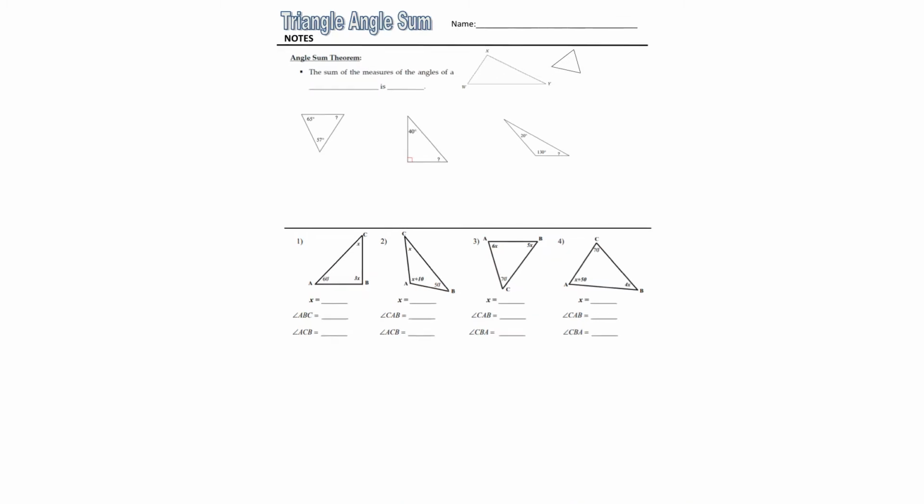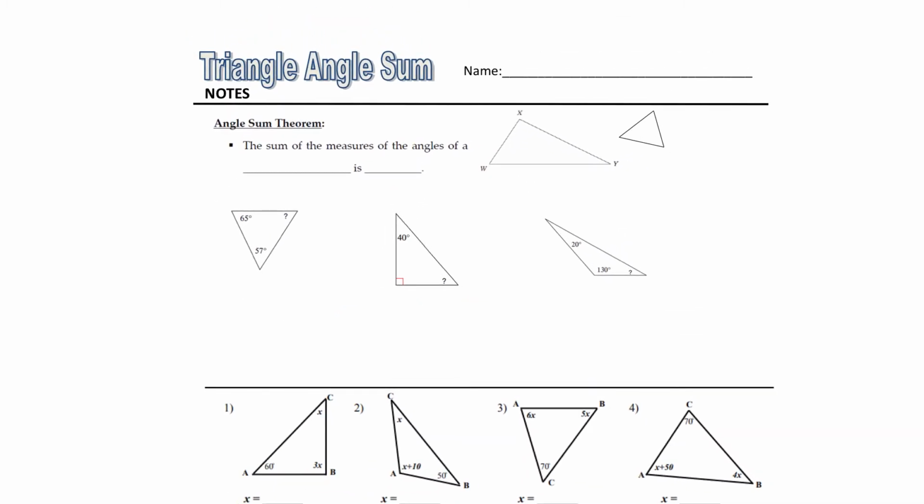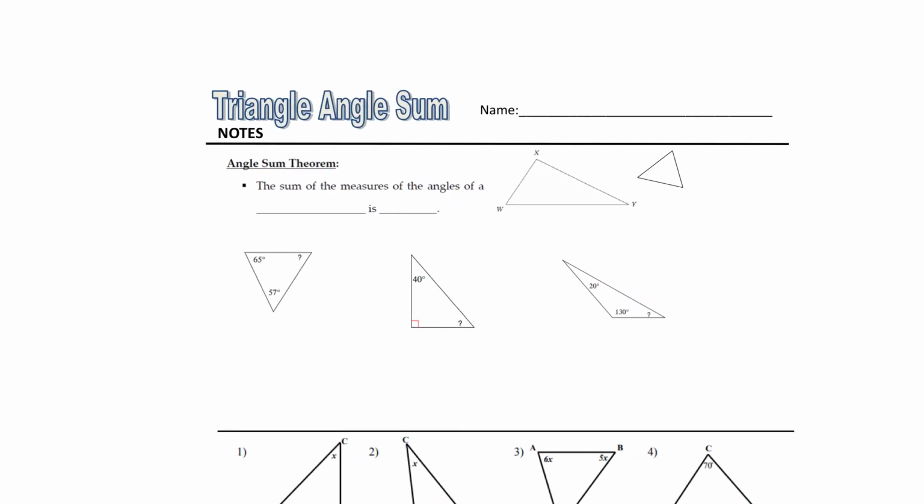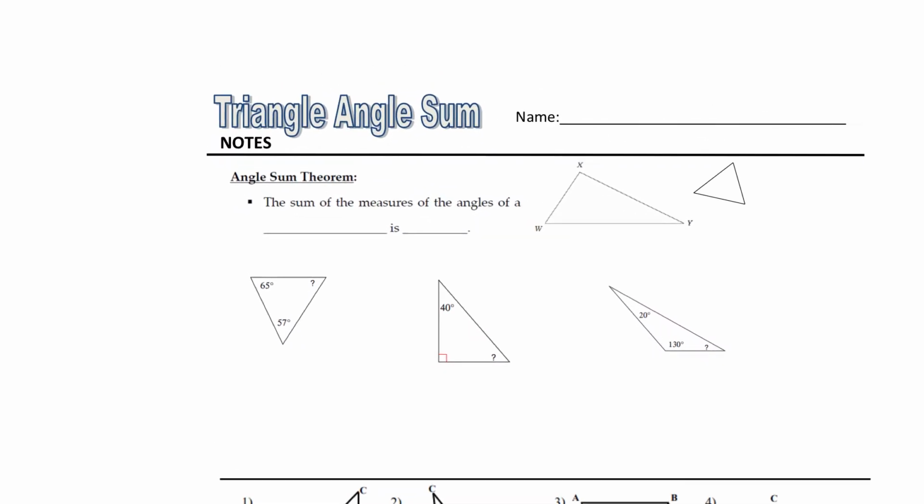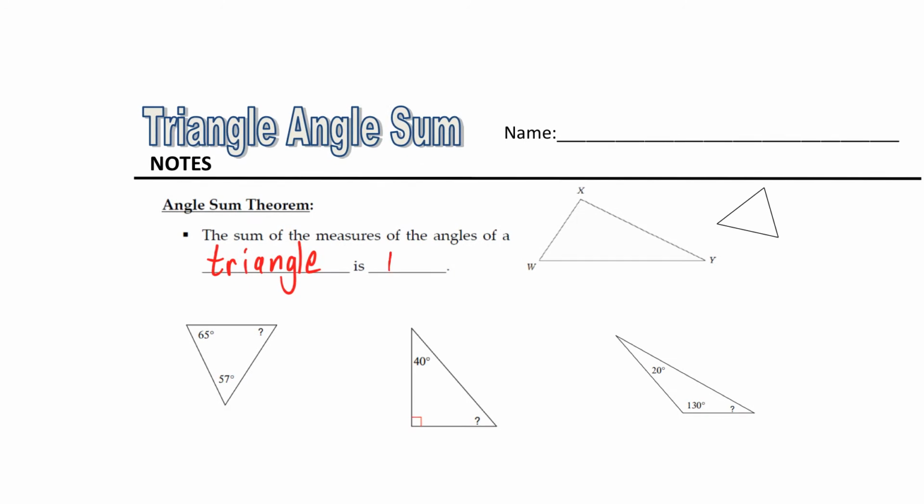Okay, so what we're doing today is we're just practicing more of the same stuff that we did yesterday. So as we look at our notes here, the sum of the measures of the angles of a triangle is what? Is 180 degrees.